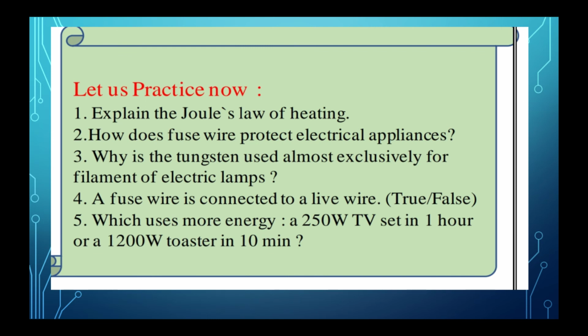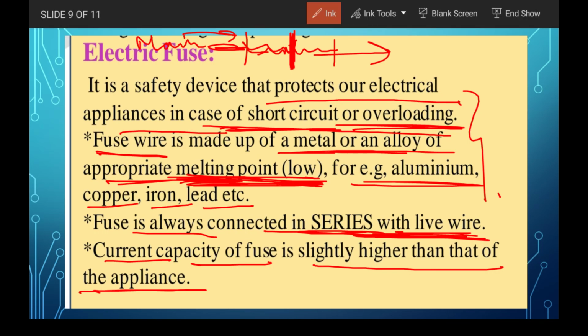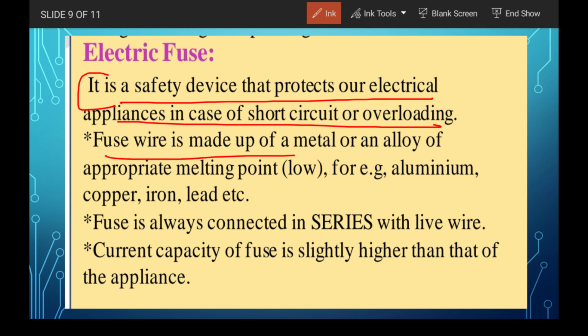Another question: how does fuse wire protect the electrical appliances? Very easy. This is your how it prevents. You will write from here: this is a heating device. It prevents appliances in case of short circuit or overloading. It is made up of lead.